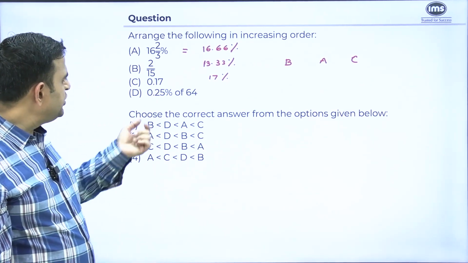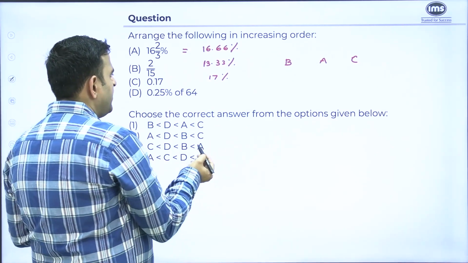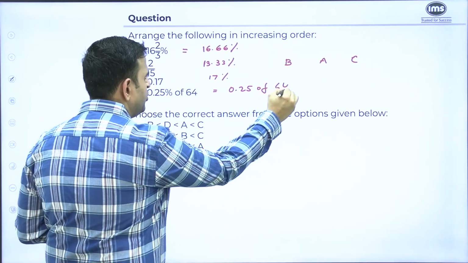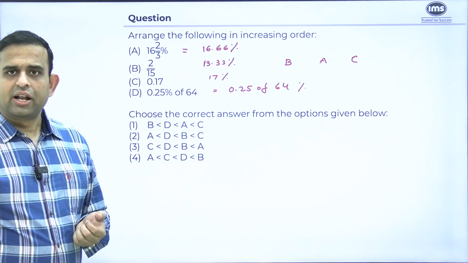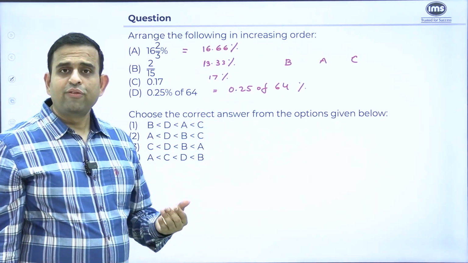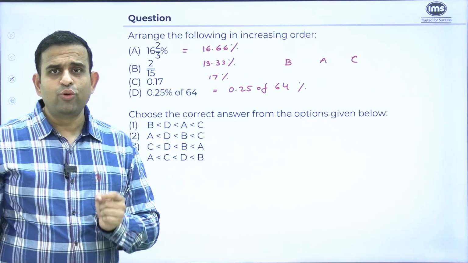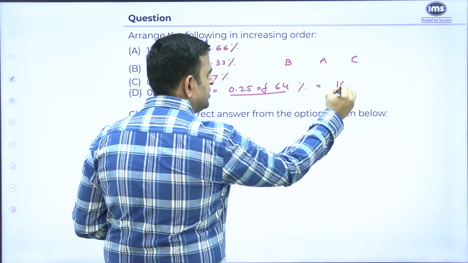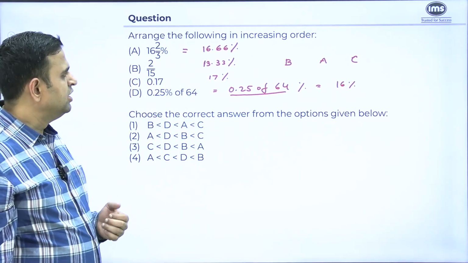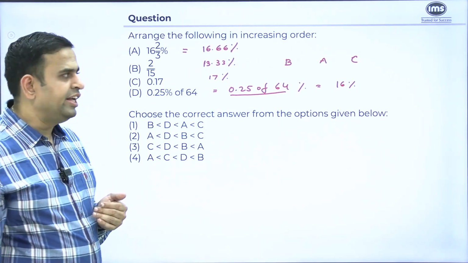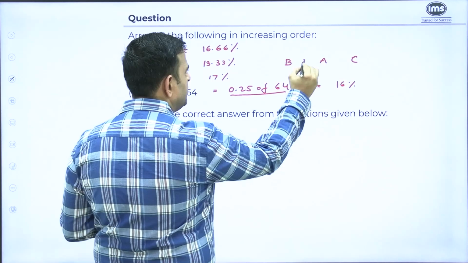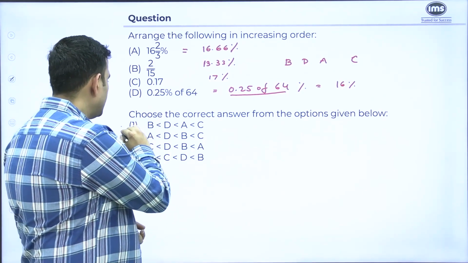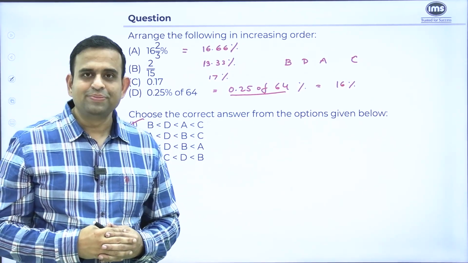Lastly, if I look at D, 0.25% of 64, this is going to be equal to 0.25 of 64, and we can move the percentage to the RHS. What is 0.25 of 64, or 1 by 4 of 64? This becomes 16, or 16 percent. So clearly A is bigger than D. So B is the smallest, then comes D, then A, then C. So B, D, A, C, which clearly means option number 1 is the required answer for this question.